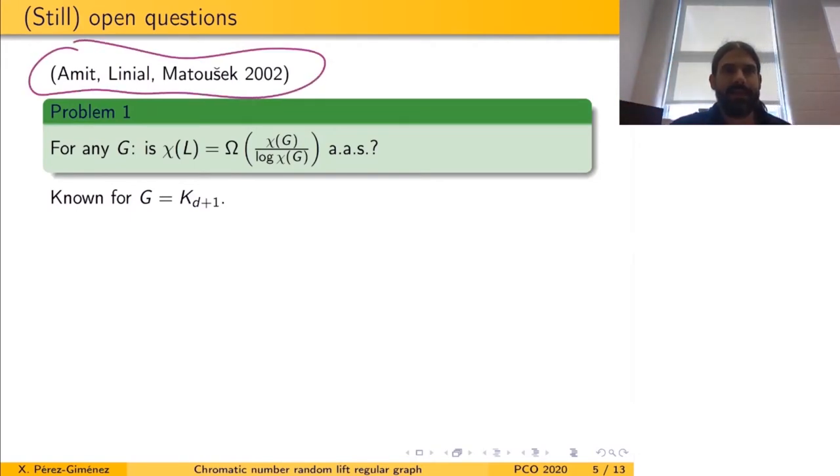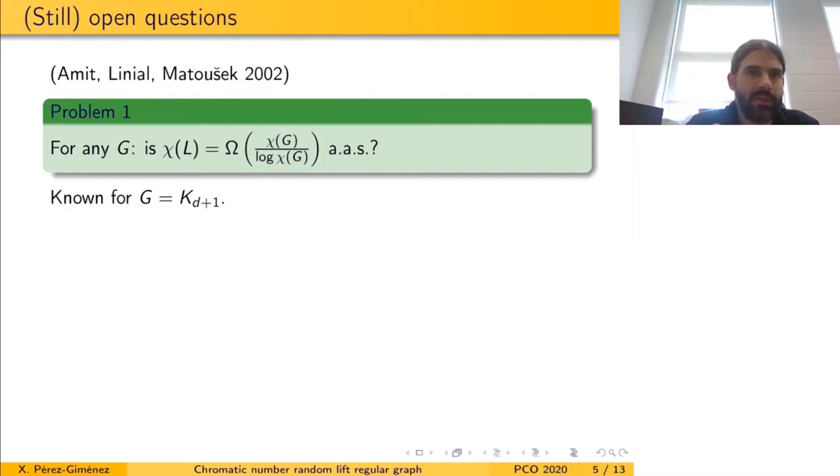In a very nice paper, Amit, Linial, and Matoušek study many properties concerning the chromatic number and the independence number of random lifts. They have many open problems and conjectures in that paper that are not yet solved. One of them, and maybe here what I should have written is at least c times that: if you give me your favorite graph G as a base graph, the chromatic number of a random lift is asymptotically almost surely at least some universal constant times the chromatic number of G divided by the log. There are no n's here. G is a fixed graph.